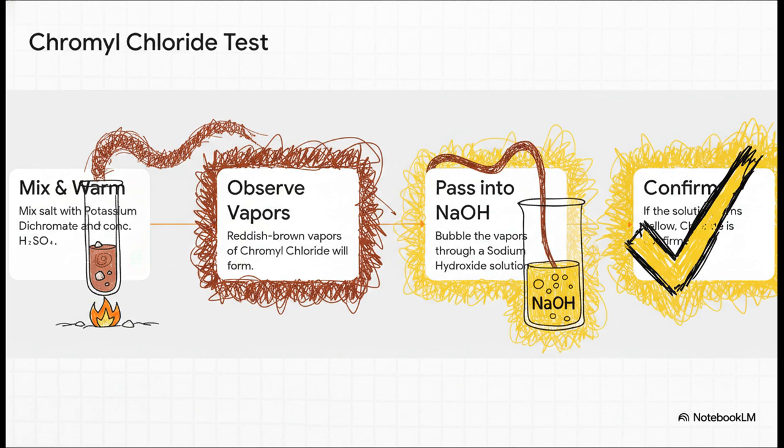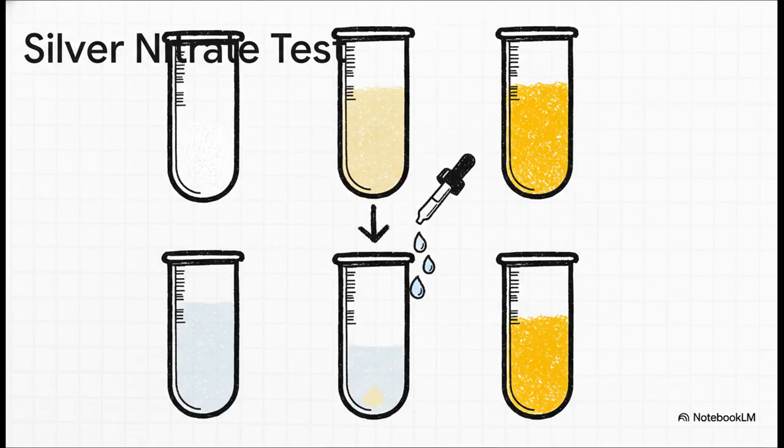But here's the catch. Other ions might also make reddish-brown vapors. The real confirmation is step 2. You bubble those vapors through sodium hydroxide. Only chromyl chloride will make that solution turn yellow. And that, my friends, is our undeniable proof. Case closed.